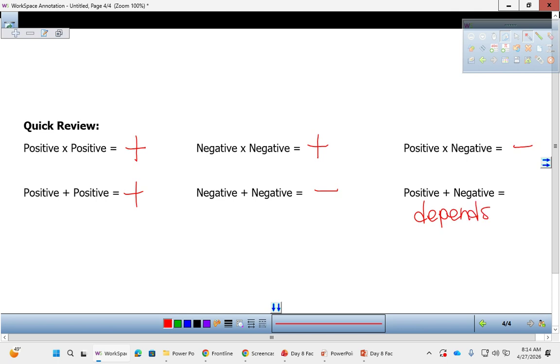This one's going to depend on which one's bigger. If the positive number's bigger, then it's a positive. If the negative number's bigger, then it's a negative. So that one's going to depend. All right, so that one could get a little complicated, a little tricky. So we're going to come back to this as we do these problems today.